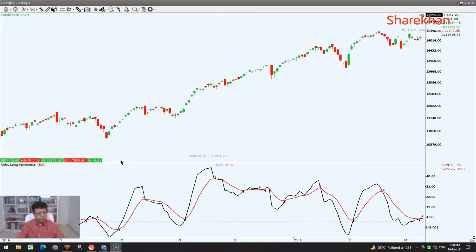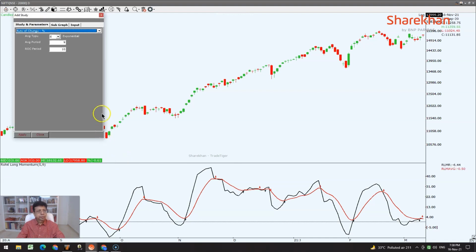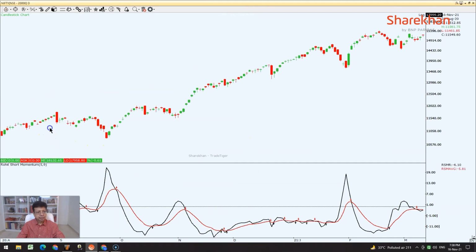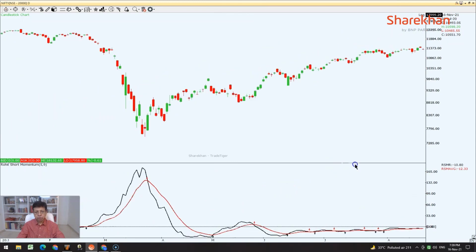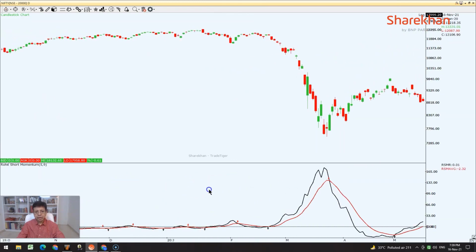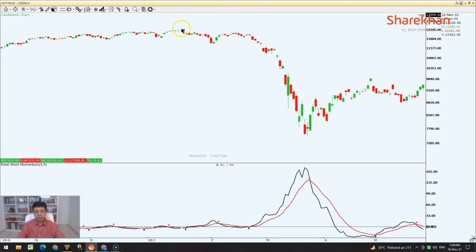Similarly, for people who are trading the short side of the market, I have added a Rohit's short momentum. At first look, this indicator appears upside down compared to the previous one, which is exactly the case. The short momentum indicator has been plotted upside down so that buy signals appear as shorting signals and sell signals as exit signals.